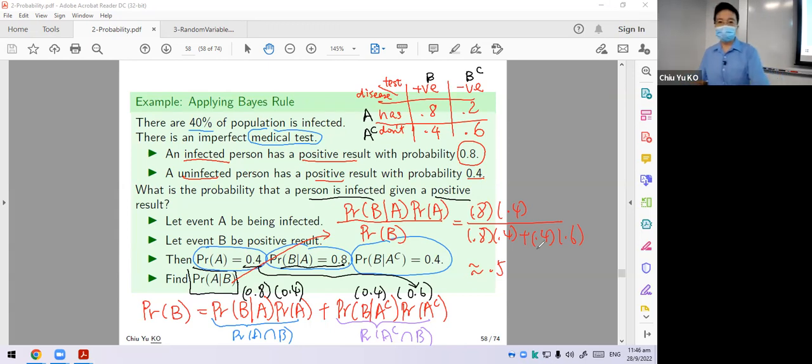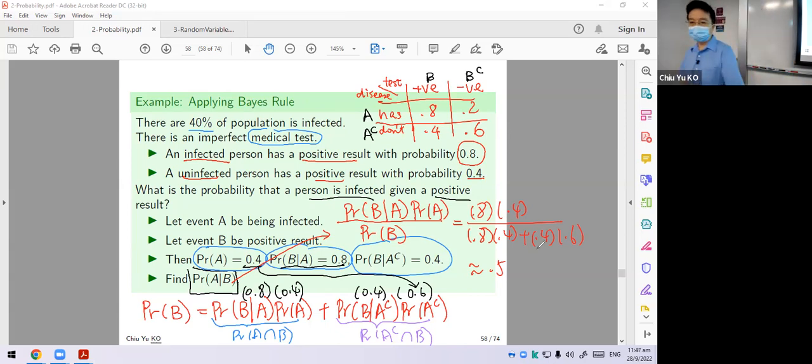So what you learn from this is, before the test, when you pick a random person, the probability is 0.4, right? But now after a test result where you are notified the person has a positive result, then you're likely to think he's more likely to have the disease. Now you revise upward from 40% to 50%, right? So that is what you learn from that, okay?